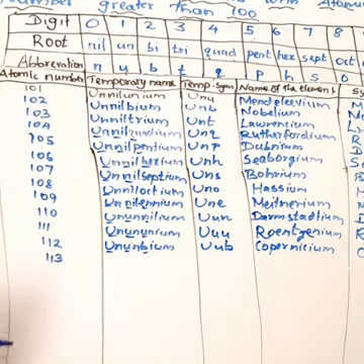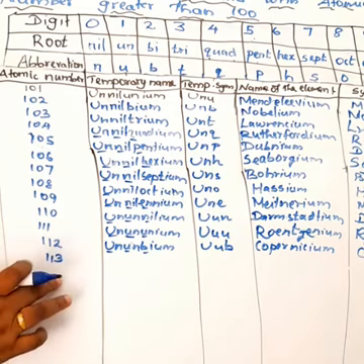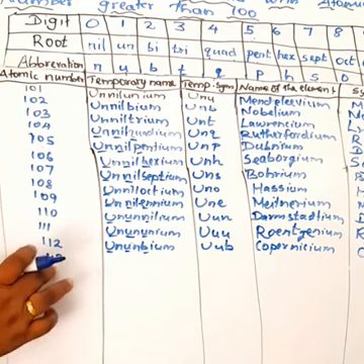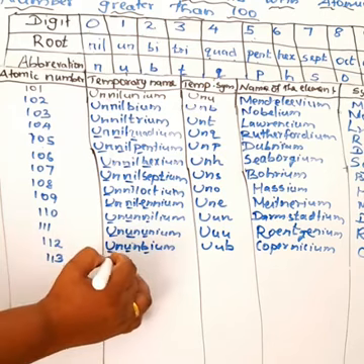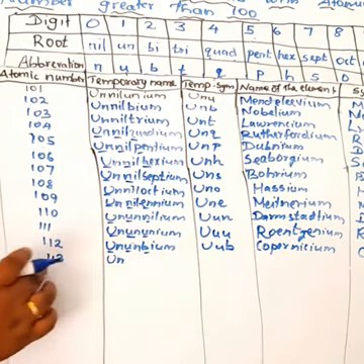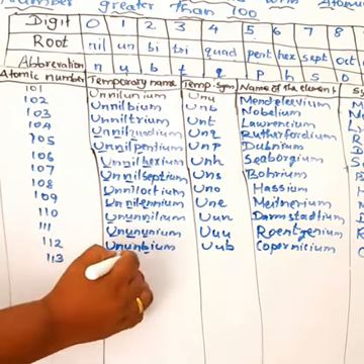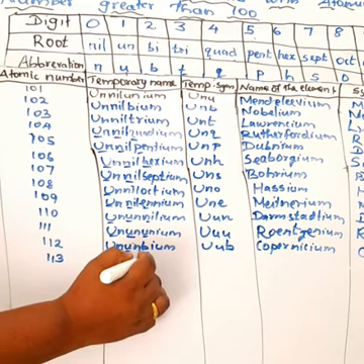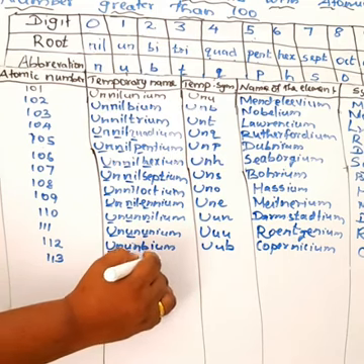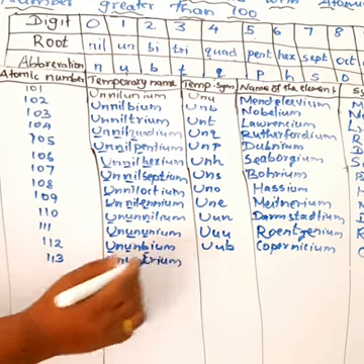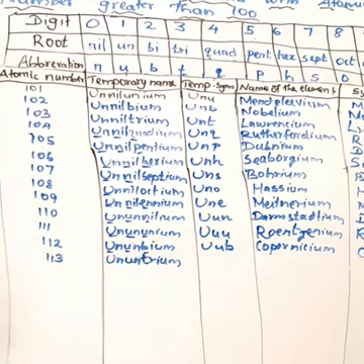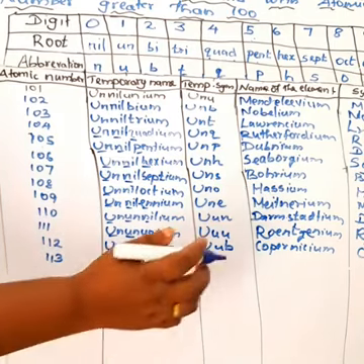After that, 113. What is the temporary name? Un for 1, again un for 1, and 3. So what is the numerical root for 3? Tri. And ium is the suffix. Here the i of the tri we can remove.